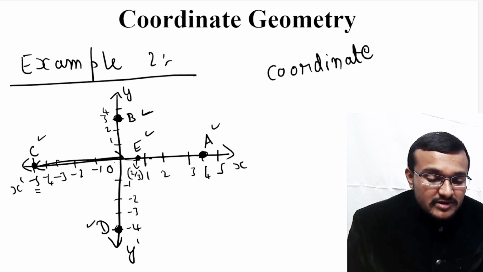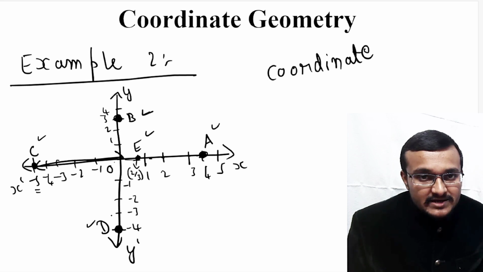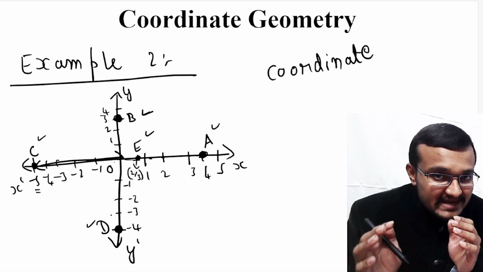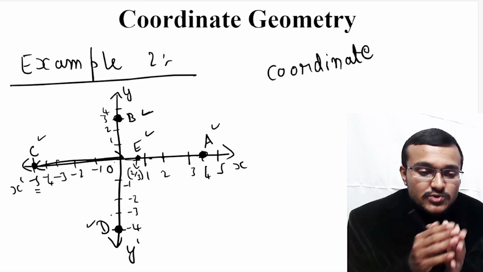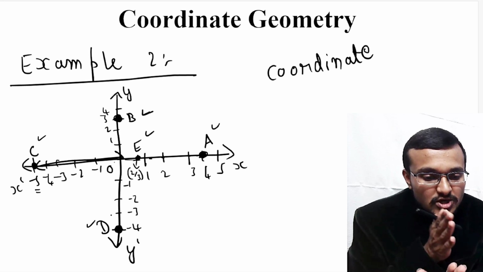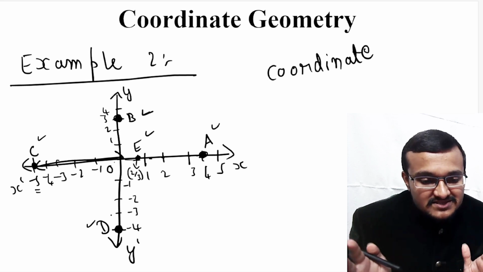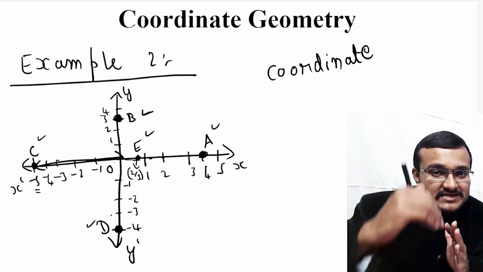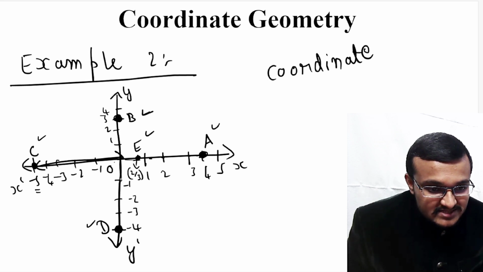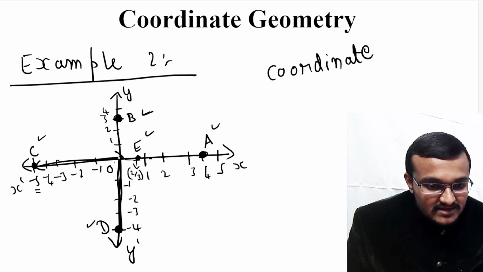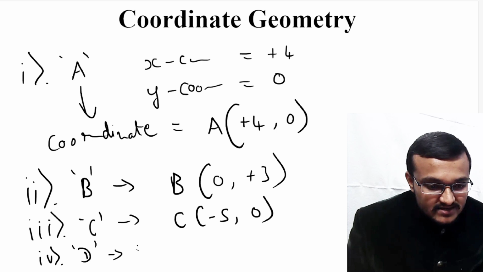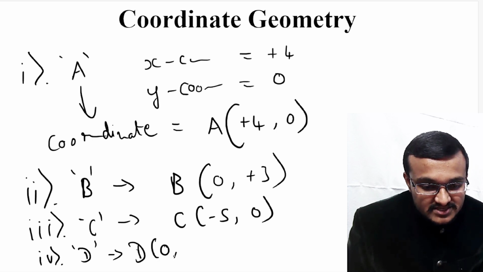So here you cannot draw a perpendicular line to the y-axis to get the x-coordinate, because in order to get the x-coordinate, you have to draw a perpendicular line from the point to the y-axis. Here the point is already on the y-axis, so you can't draw a perpendicular line to the y-axis. That means the x-coordinate is 0. And for the y-coordinate, you have to draw a perpendicular line to the x-axis. If you draw it, this will be the perpendicular line. That means it is minus 4 units. So now we are getting D as 0 comma minus 4.